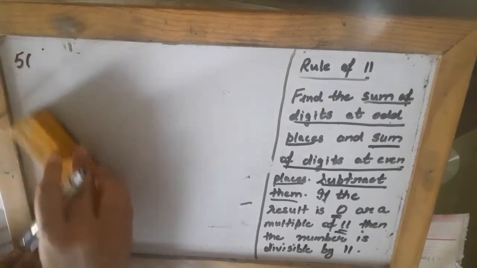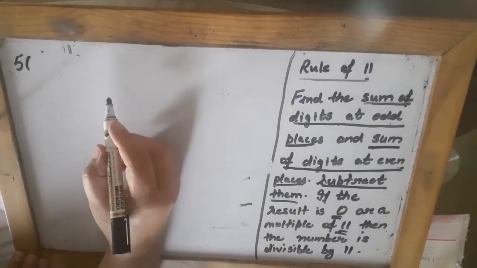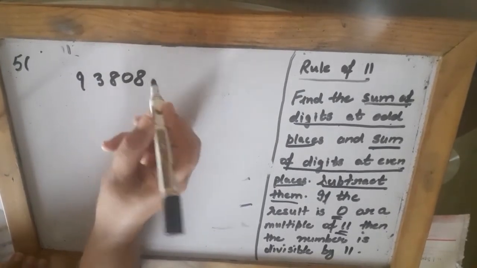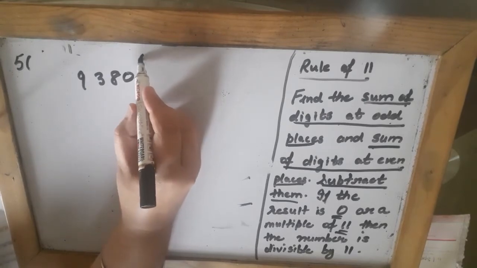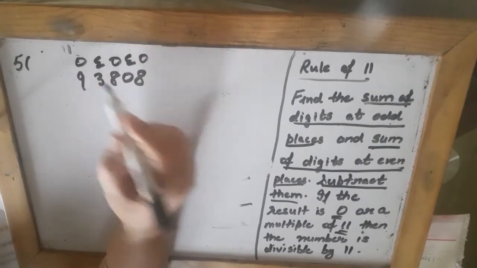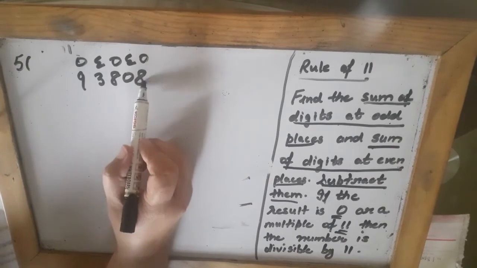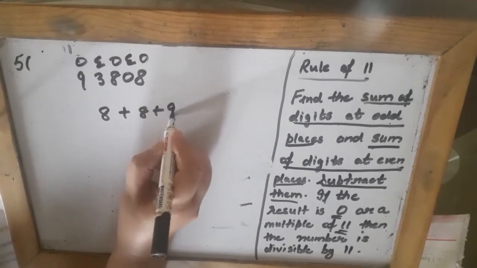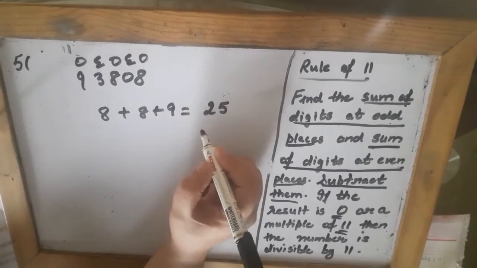Now let me take one more example. I will take a big number. Let me take 93808. So what is the first step? I will put them in odd and even places. Odd place, even place, odd place, even place, odd place. Now what is my first step? I will add the digits at the odd places. 8 plus 8 plus 9. Now it comes to 25.